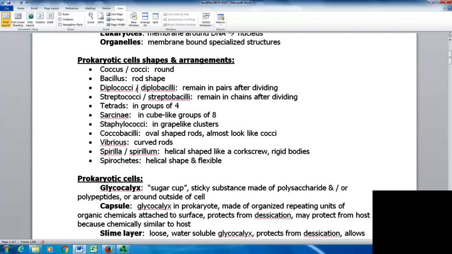The coccobacilli are oval-shaped rods. They almost look like cocci. These can be kind of hard to distinguish underneath the microscope. Vibrios are going to be curved rods. The spirilla or spirillum are going to be helical shaped like a corkscrew, but they're going to have rigid bodies. The spirochetes are going to be helical shaped and flexible.